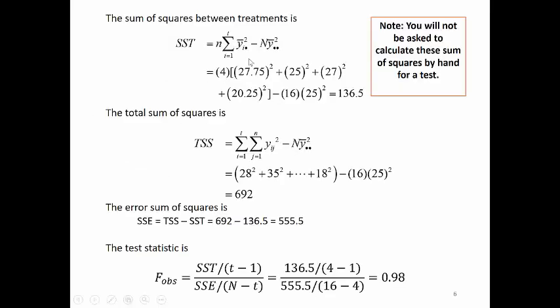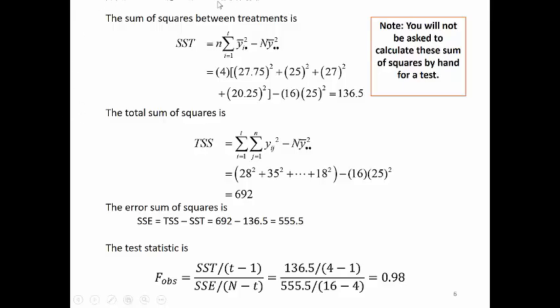So on this next slide, I show you how to compute the test statistic using the more computational form of the sums of squares. Now, I will tell you that in this orange box, it says you will not be asked to calculate these sums of squares by hand for a test or for a homework assignment. We're going to rely on software to calculate these, but sometimes people like to look at how they're calculated by hand to kind of get an idea.